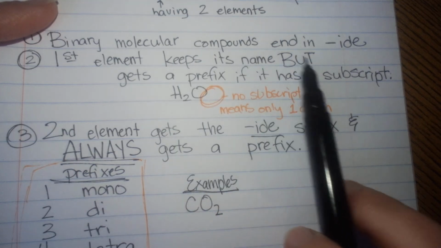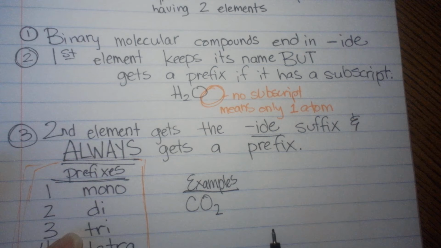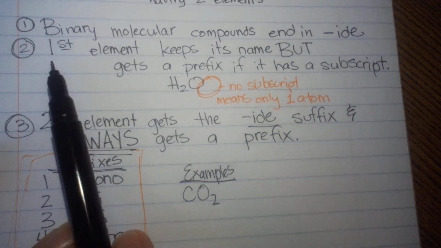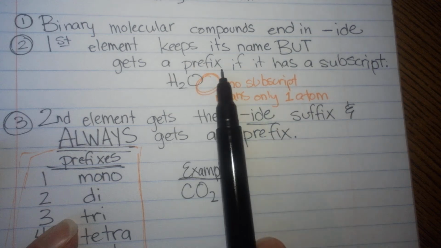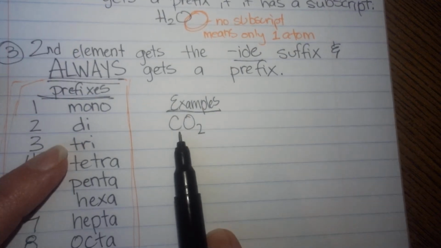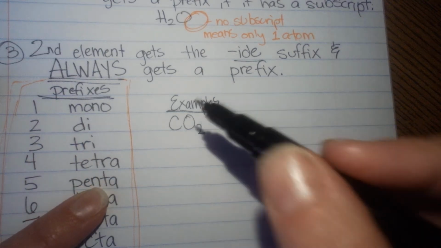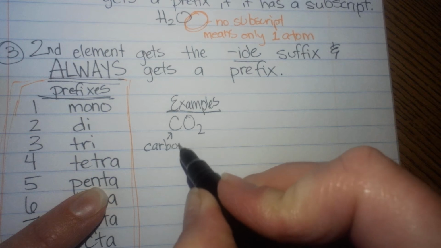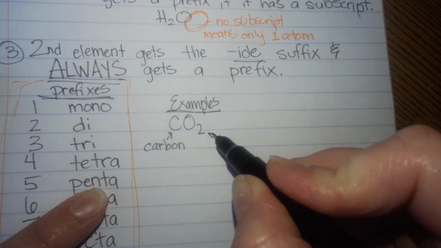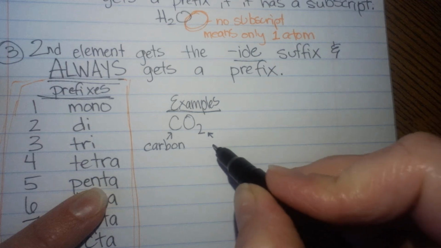Binary molecular compounds always end in "ide," okay? We'll come back to that one to finish it, but the first element keeps its name, but gets a prefix if it has a subscript. So what's the first element in this example? Alright, let's label them. A C is carbon. What's the second element? What's an O stand for? Oxygen.